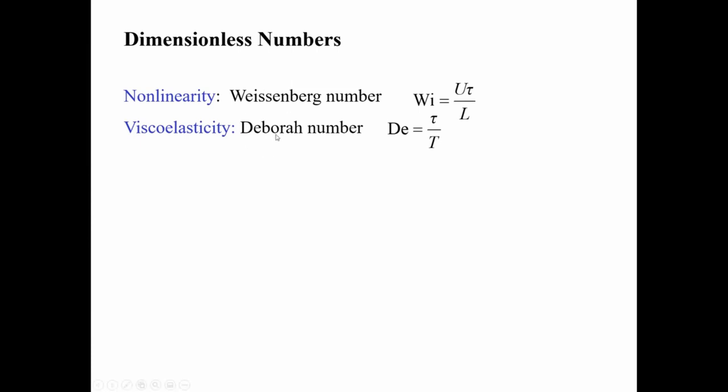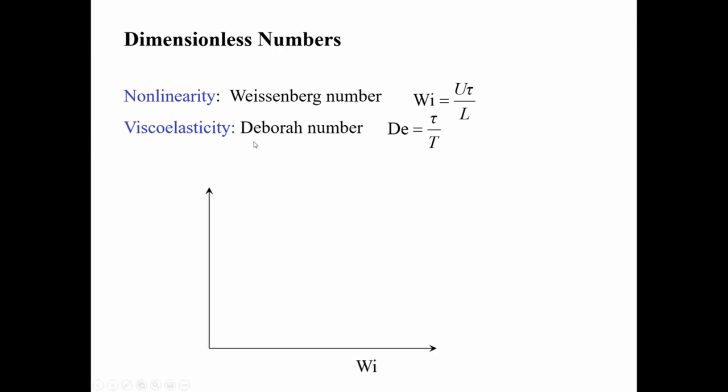However, Deborah is not. So Deborah is a judge in the Bible, and Deborah talks about the flowing of the mountains before God. So Reiner, who was another pioneer, thought this was a really nice metaphor for what was happening with these viscoelastic fluids, because God is omnipotent, so his timescale is infinite, and so therefore everything does indeed flow over him on his timescale, and so this was the idea of the Deborah number.